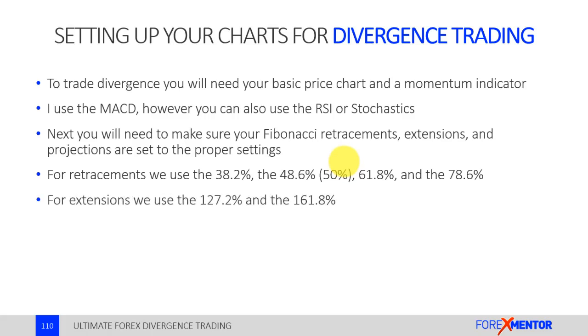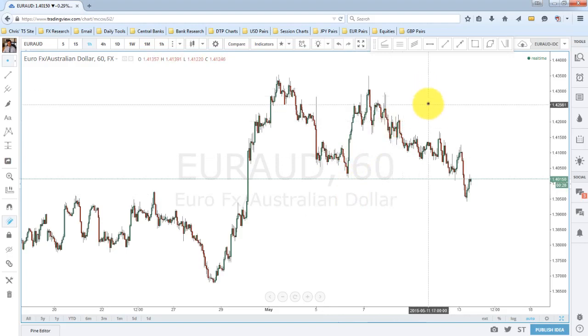For the extensions, we will use the 127.2% and the 161.8%. Now, it's important to remember the difference between the extensions and the expansions, also known as projections. Okay, for the expansions, we will use the 100%, the 127.2%, and the 161.8%. Now, the difference between the extensions and the expansions is the way they're measured on the price chart, and we'll show you that now.